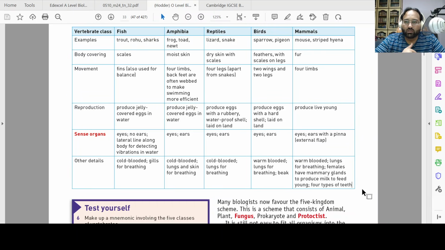Now, do you know why mammals are called mammals? Because of the mammary glands. These glands that produce milk in the females, in fact, make them mammals. So mammals basically have two features that make them mammals. One is that the females have mammary glands that produce milk, and the second is that they have hair.